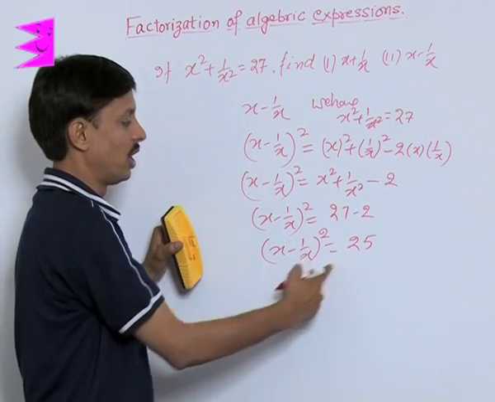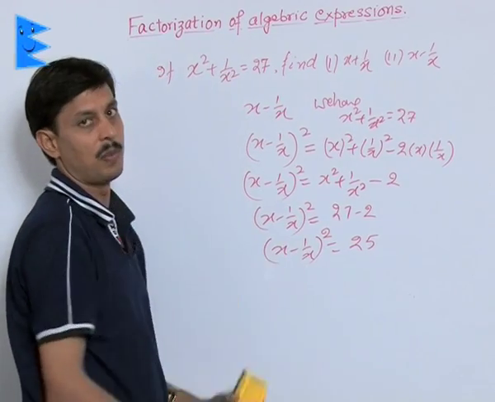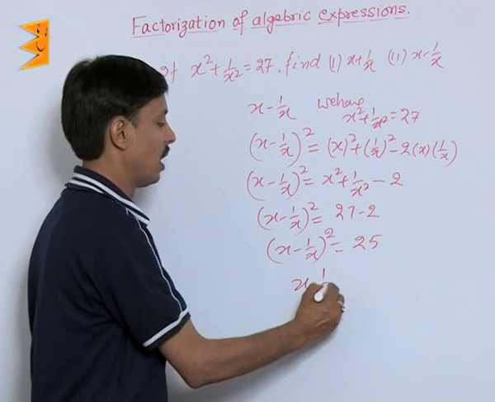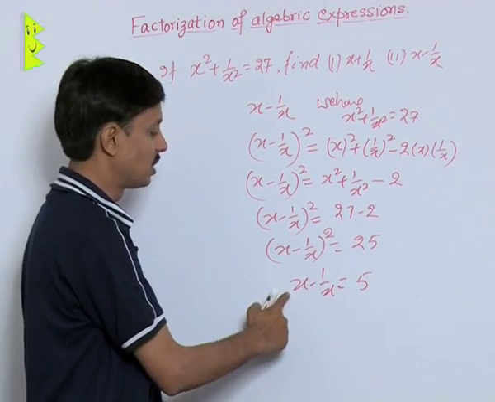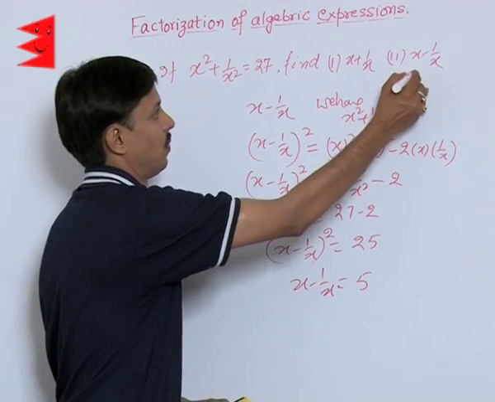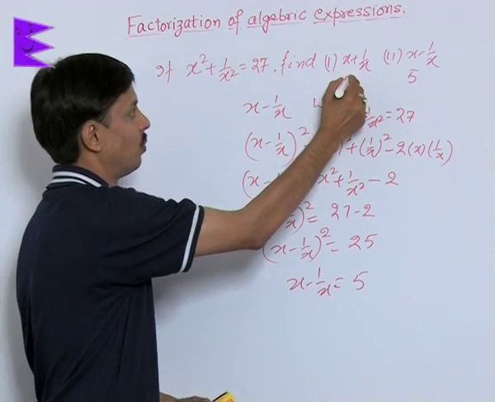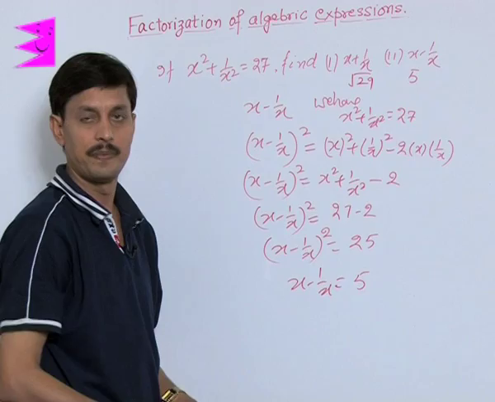If I ask you to take square root both sides, the square root of x minus 1 upon x whole square will be what? X minus 1 upon x. And the square root of 25 will be what? 5. Hence the answer of x minus 1 upon x is 5. And the answer of the previous part, as estimated, was root 29 under this condition.